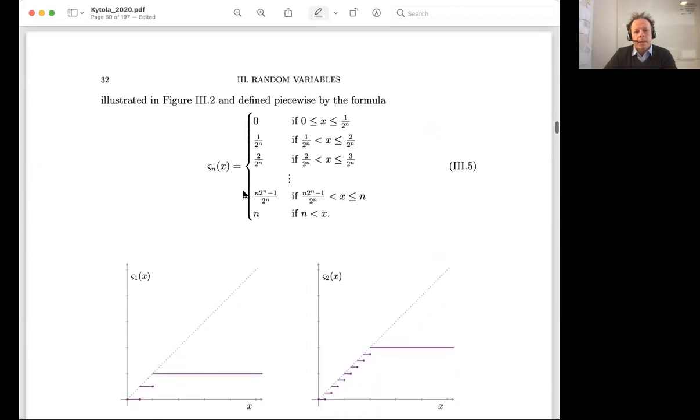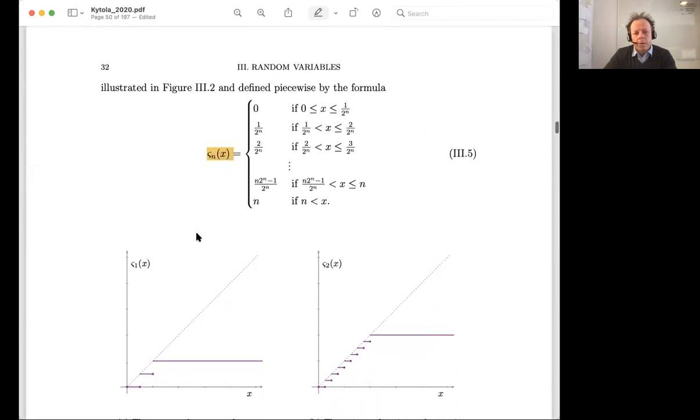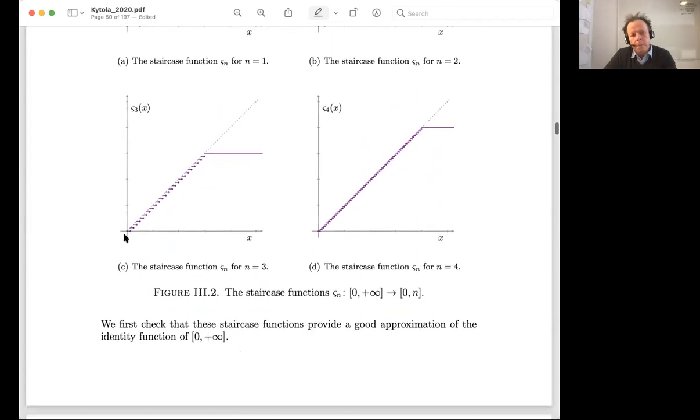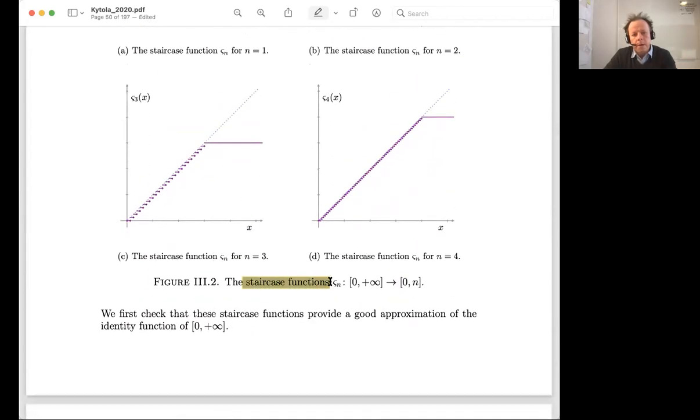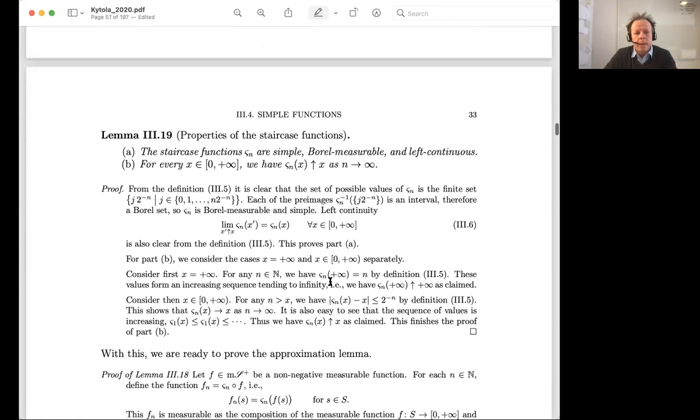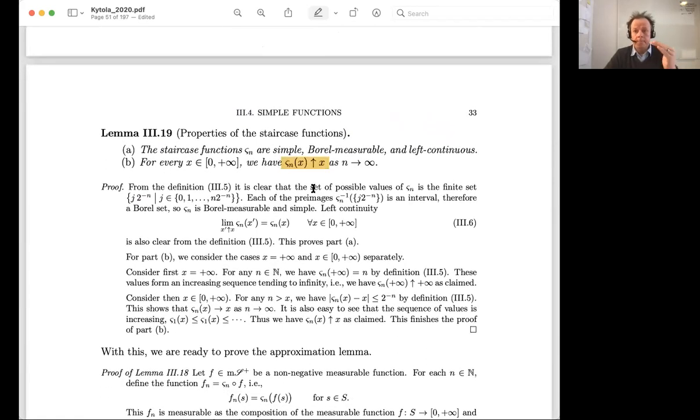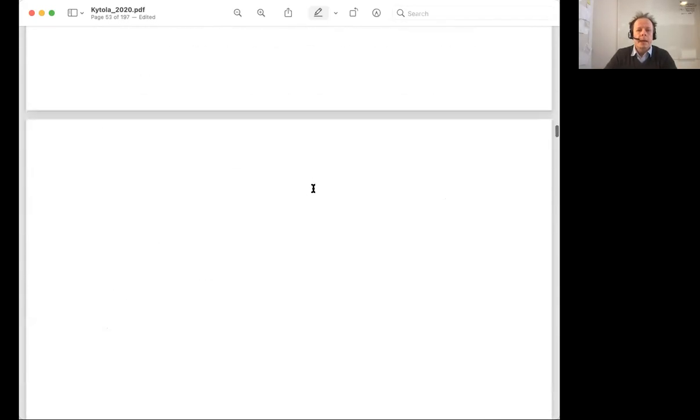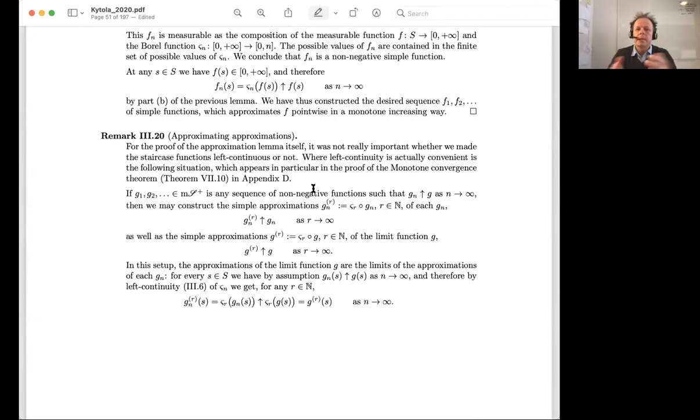And here is actually a precise construction of how you can construct these kinds of step functions and how you can do this approximation. They are so-called staircase functions. And with the staircase function, you can approximate a function. And that's how you get this result about approximating by simple functions.